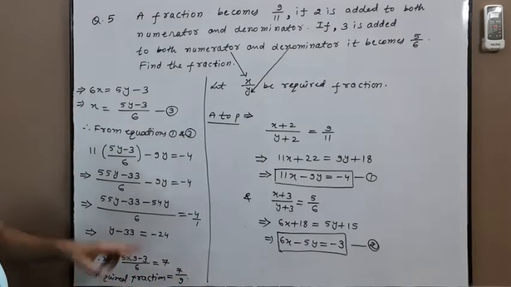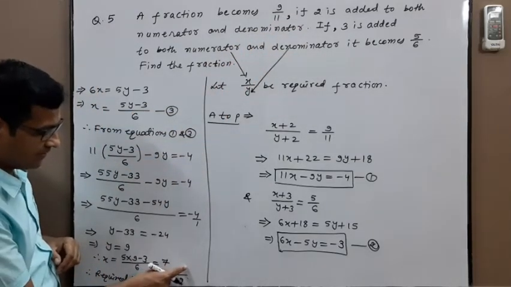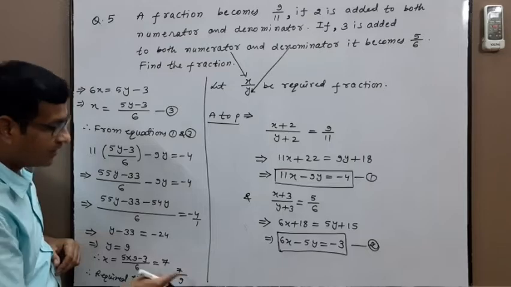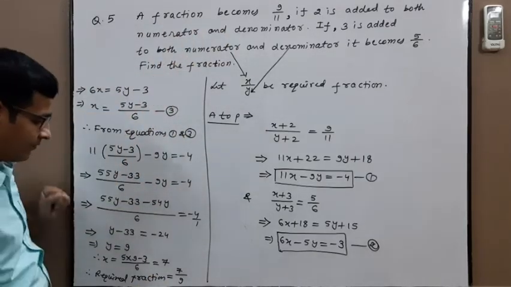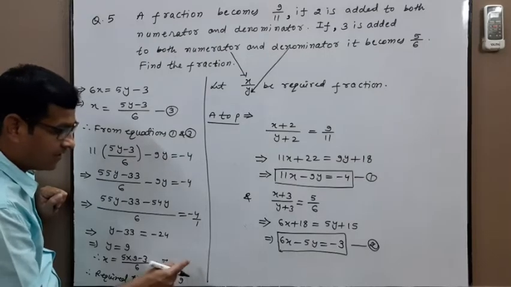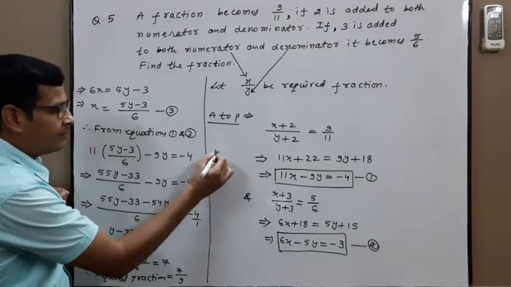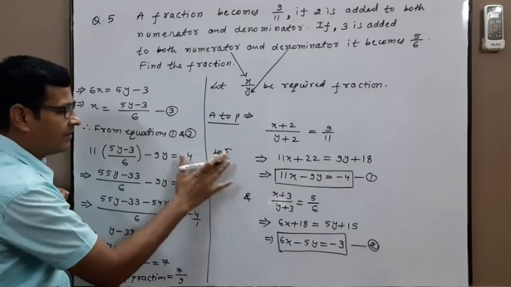Numerator 7 by 9. If we add 2, 7 plus 2, 9, and 9 plus 2, 11. So 9 by 11. If we add 3, 7 plus 3, 10, and 9 plus 3, 12. 10 upon 12 means 5 by 6. Hence verified.